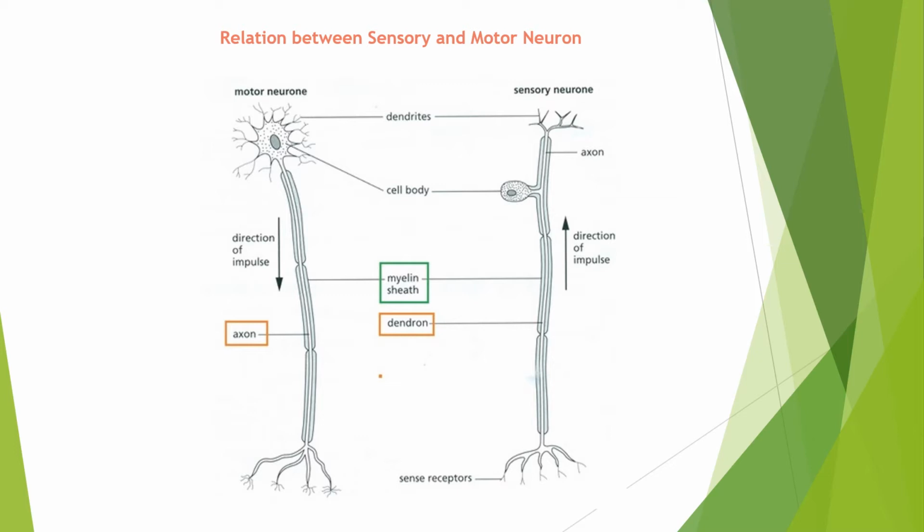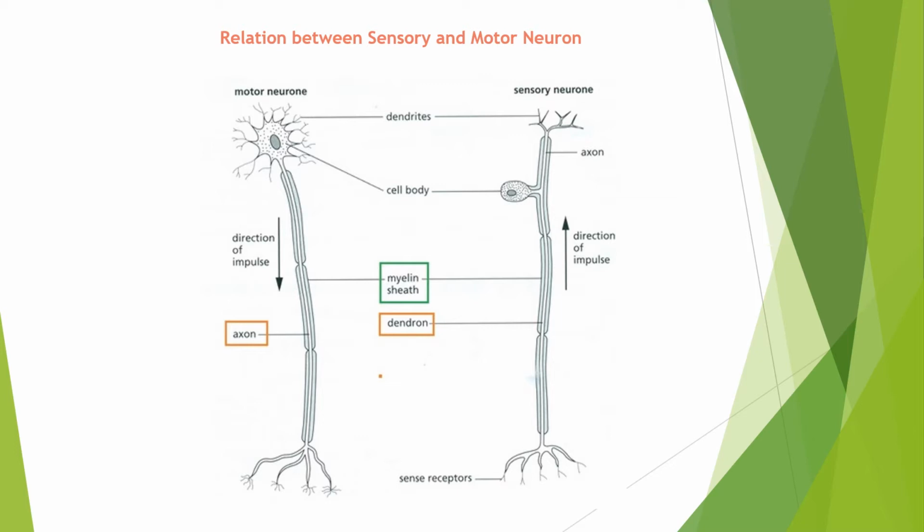And when messages are transmitted from one neuron to another neuron, or from the dendrites of one neuron to the dendrites of the other neuron, a synapse is created. A synapse is basically the junction between the two neurons where the message transfers from one neuron to another neuron.